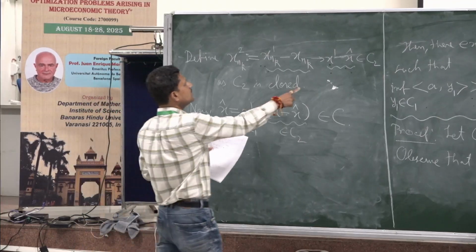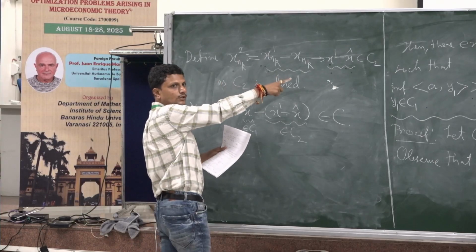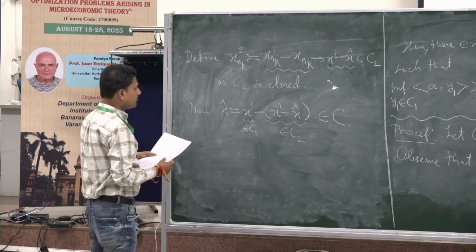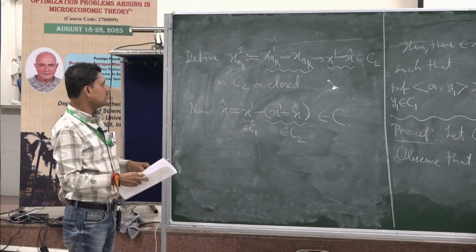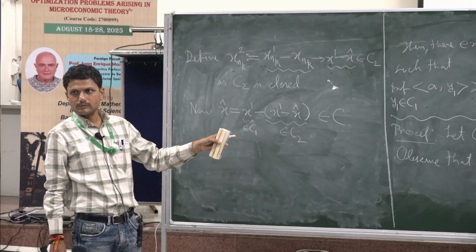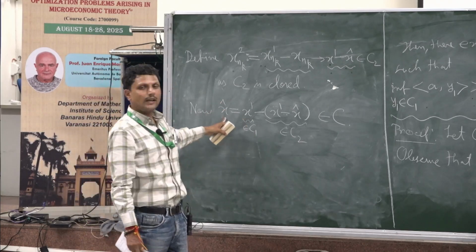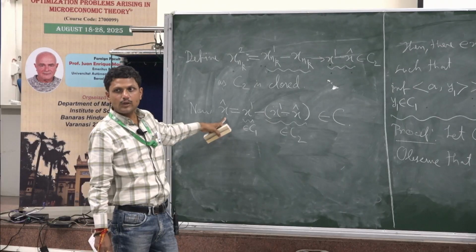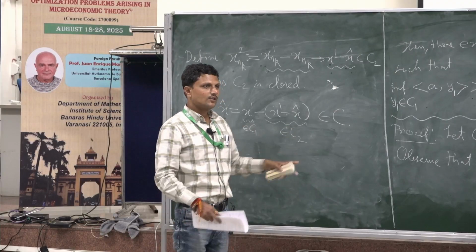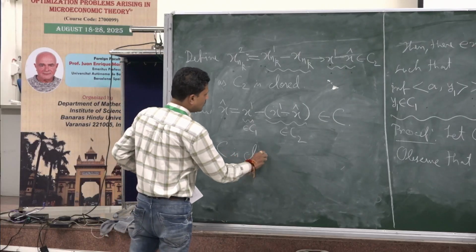Why is this in C2? Because this is a sequence in C2 which converges to this. So this C2 is closed, so this must be in C2, right? Now what we have done, we started from a sequence in C, which converges to some point x hat, and now we have shown that this x hat belongs to C. So it means that C is closed. C is closed. Very good.